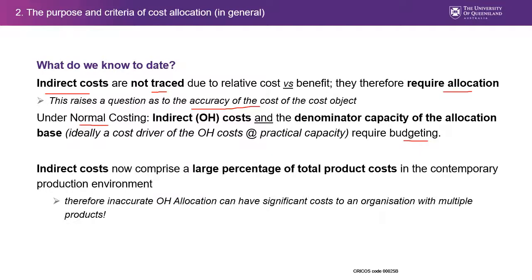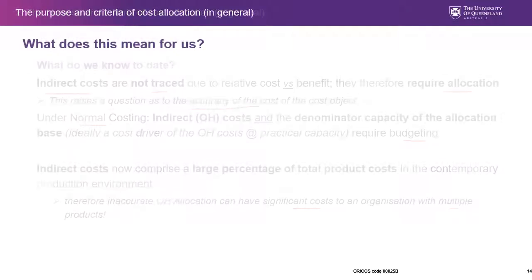Indirect costs now comprise a large percentage of total product costs in our contemporary production environment. Therefore, if we have inaccurate overhead allocation, this can have significant costs to an organisation with multiple products. So it means, as we've demonstrated previously, we might over or under allocate overhead, which can have an impact on our pricing if we're using cost-based pricing, and this could lead to a downward demand spiral. And therefore it's very important that we try to, as accurately as possible, allocate.